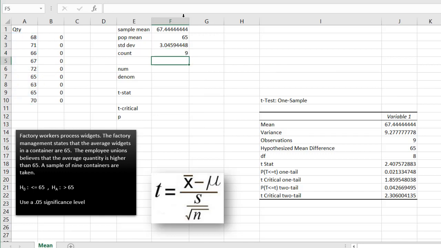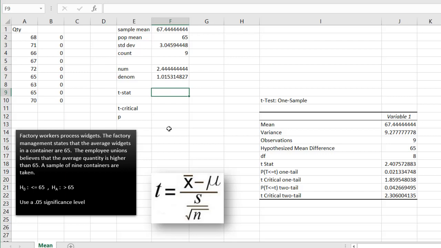So now we have enough of the variables to plug into this formula. We're going to do our sample mean minus our population mean, or our given mean, over the denominator, which is our standard deviation divided by the square root of our count. So let's do the numerator first. That's going to equal our sample mean minus our population or given mean. That's that value. And our denominator is going to be equal to our standard deviation divided by the square root, open parentheses, of our count, close parentheses.